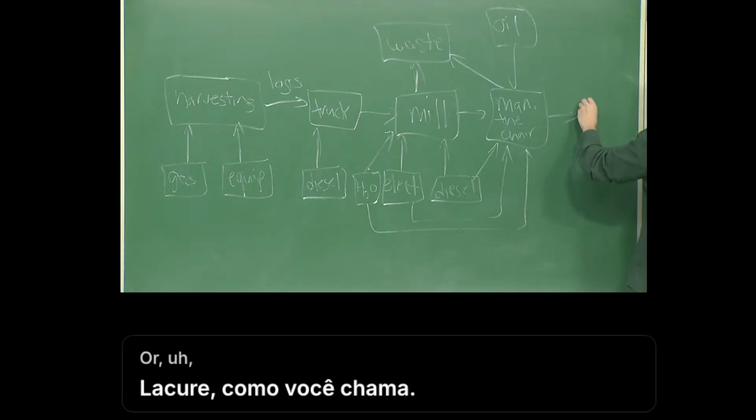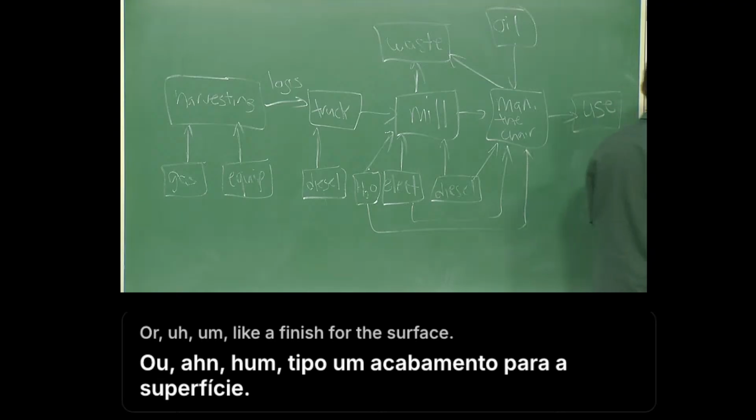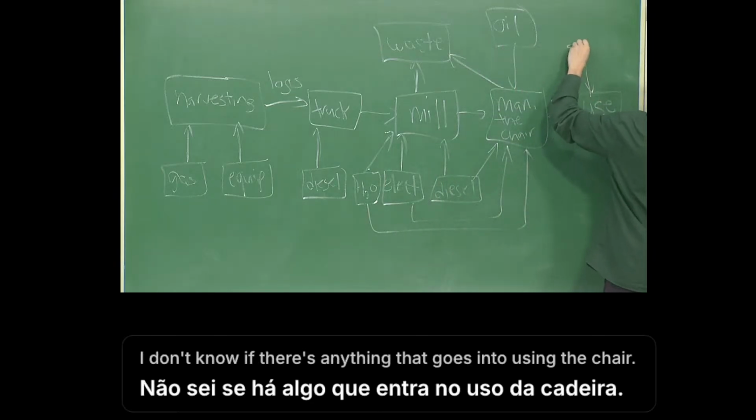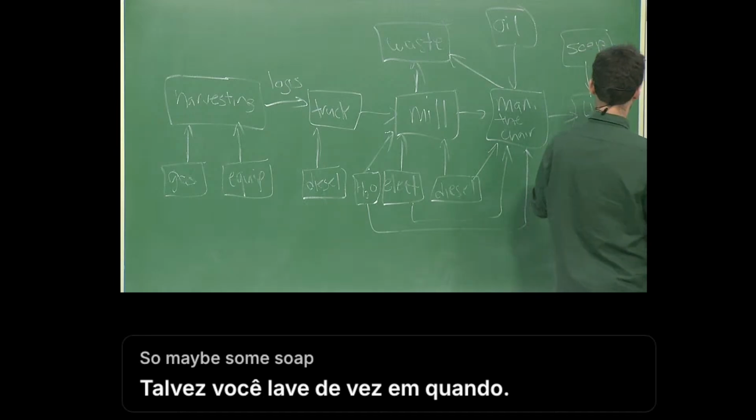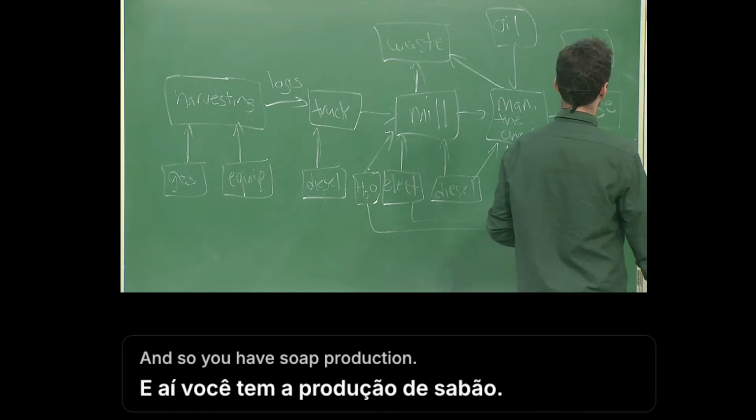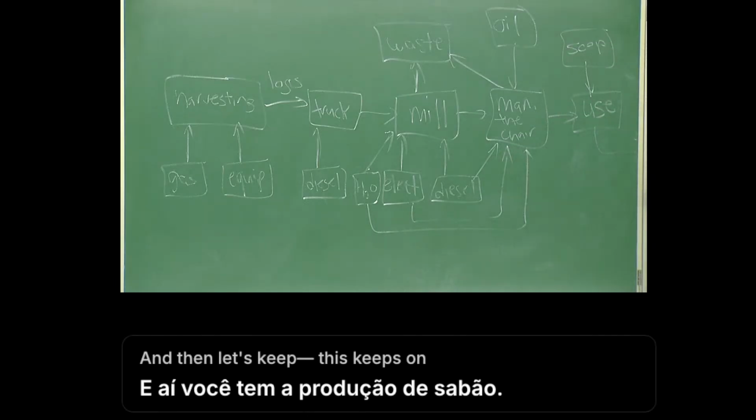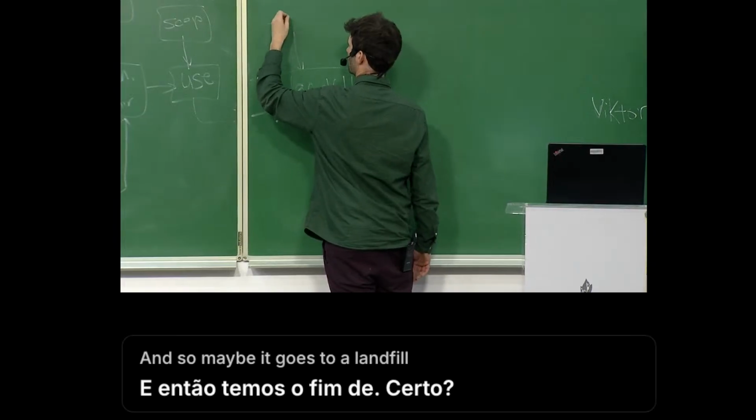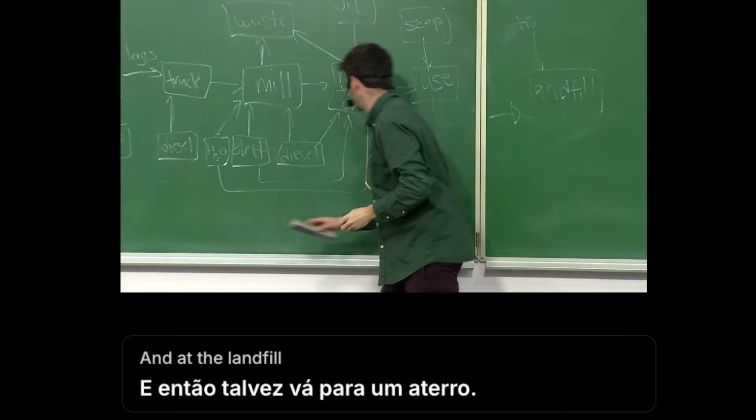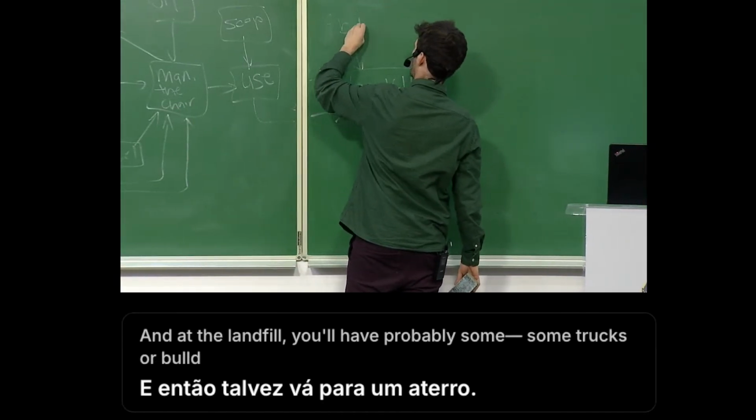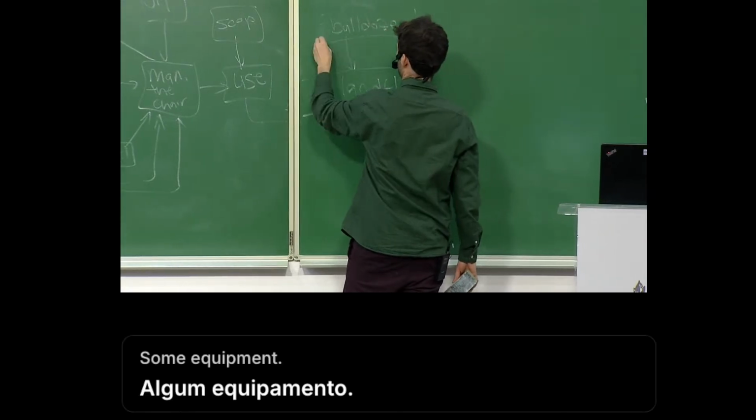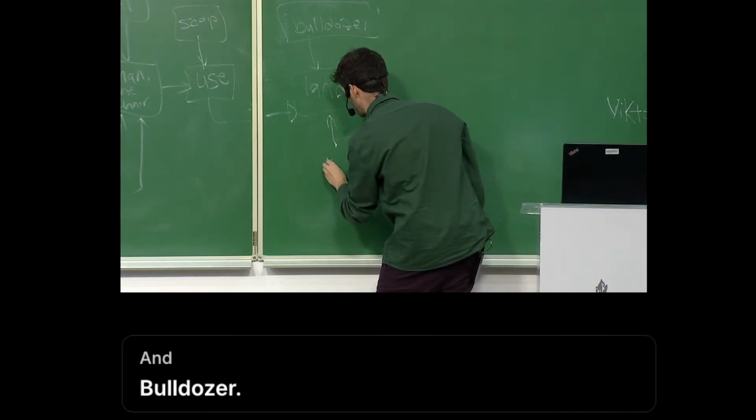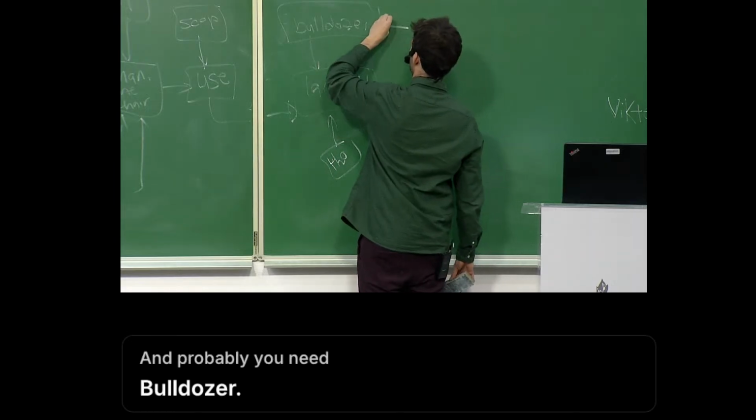And then we get over to use. I don't know if there's anything that goes into using the chair. Maybe you wash it once in a while, so maybe some soap, right? And so you have soap production. And then this keeps on growing. And then we have the end of life, right? And so maybe it goes to a landfill. And at the landfill, you'll have probably some trucks or bulldozers, some equipment, and probably you need fuel, you have water going in, fuel going in there.